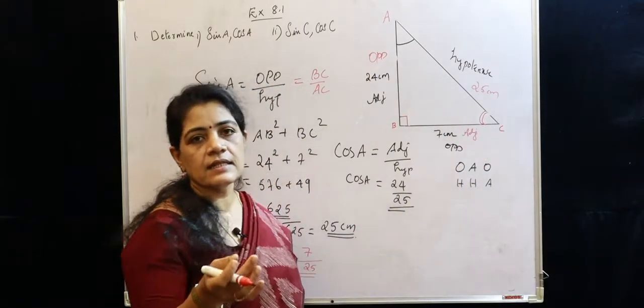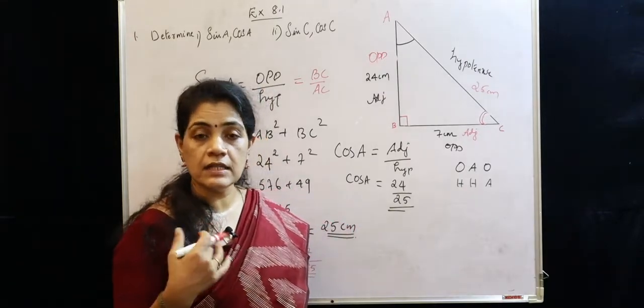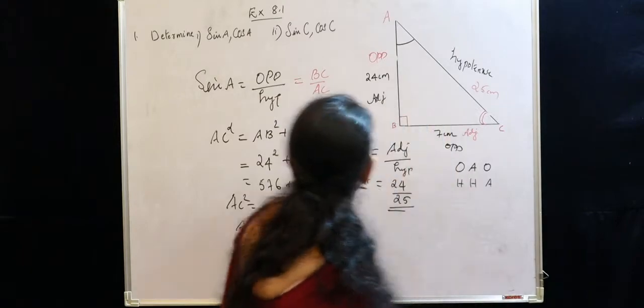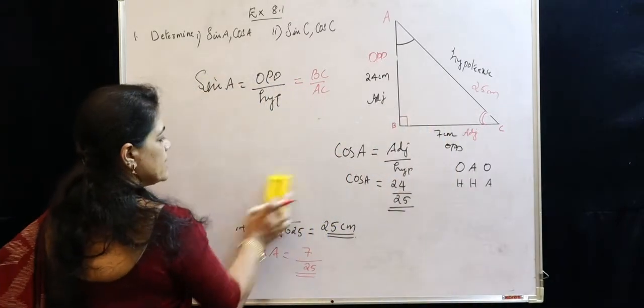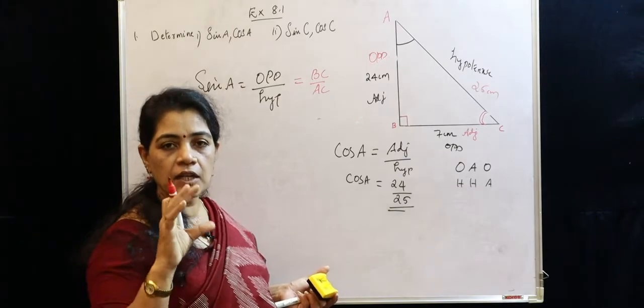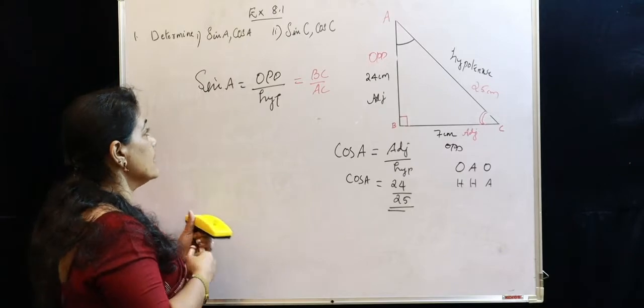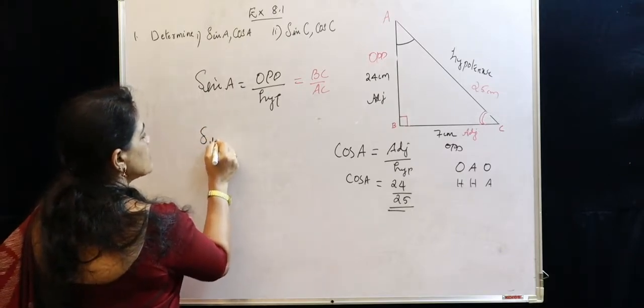BC is the adjacent side with respect to angle C. Okay, then by definition, what is sin C? Sin C, whether it is angle A or angle C, sin, the ratio is opposite side by hypotenuse. Okay, so sin A we have already seen, now sin C.